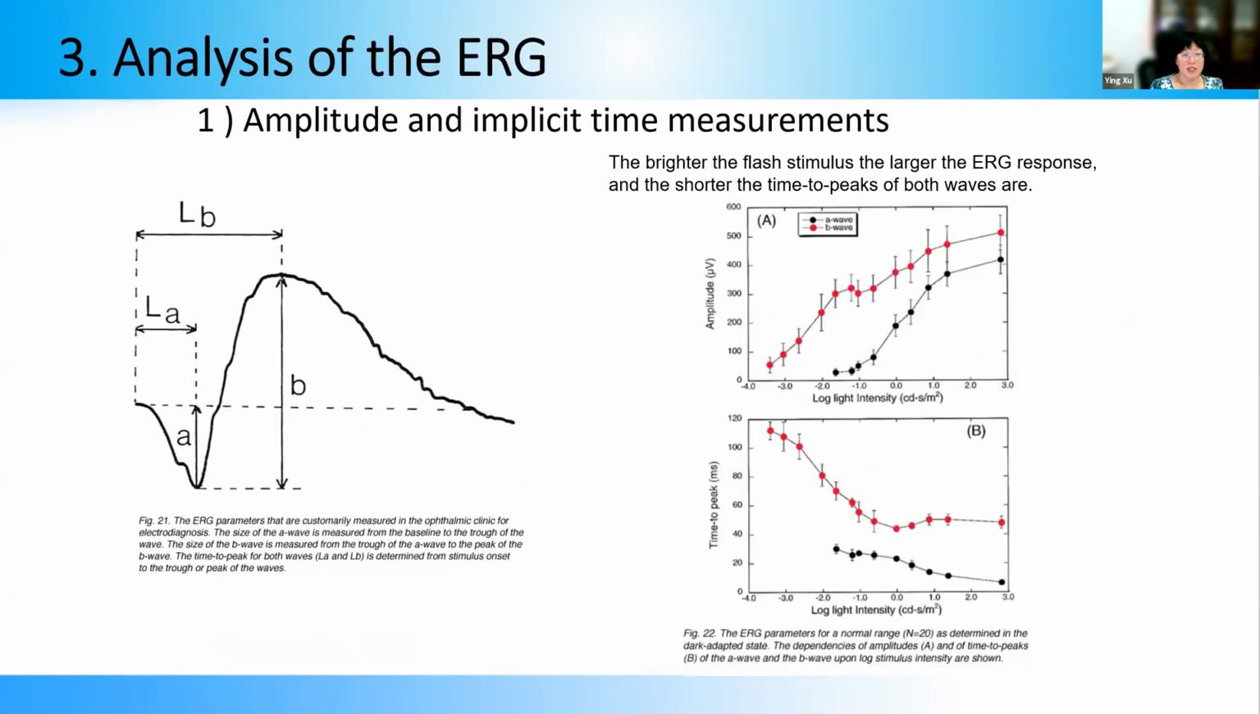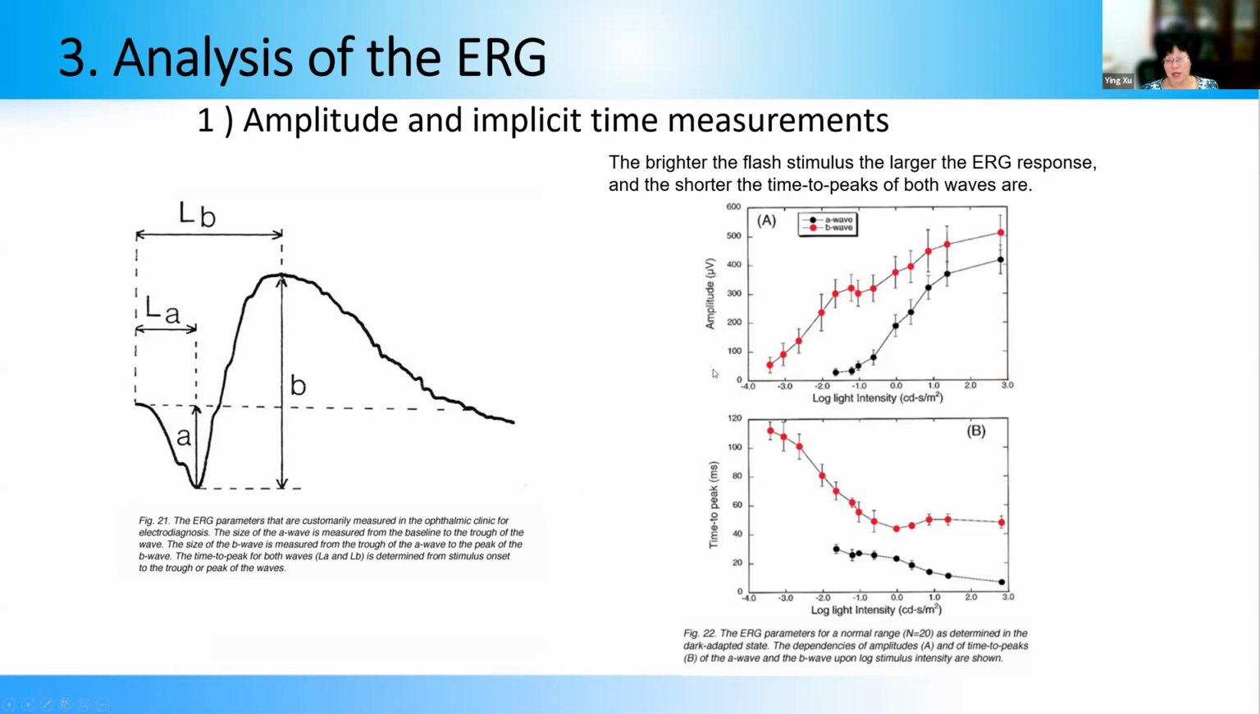And next is how to analyze the ERG. The first one is to measure the amplitude and the time to peak of both A and B waves. It's the commonly used one, and all students can easily learn how to do this. The A wave and B wave are very important parameters, and it's also important to show the change of the A wave and B wave following a series of flash intensities like this.